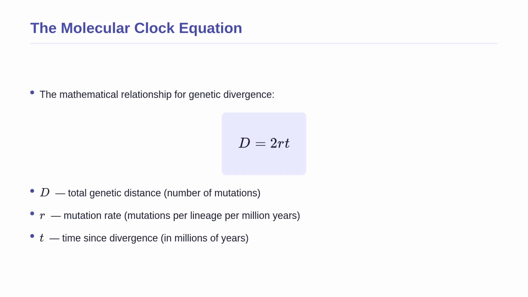If the mutation rate R increases, the species will accumulate differences much faster, leading to a higher genetic distance D in the same amount of time.